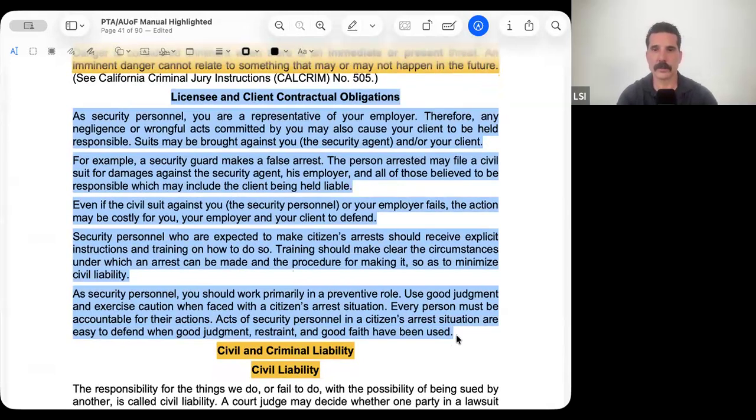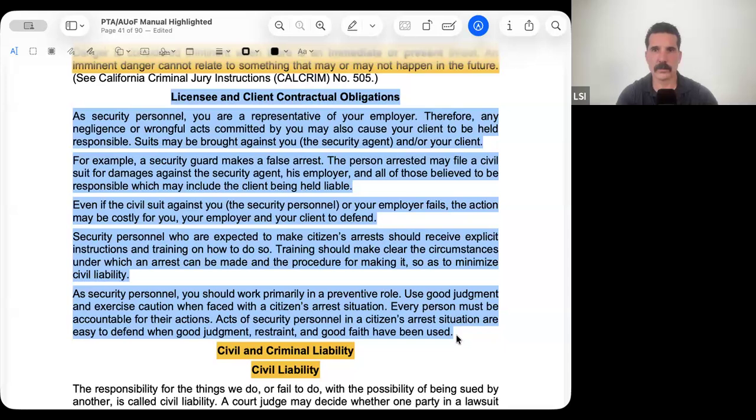Licensee and client contractual obligations. As security personnel, you are a representative of your employer. Therefore, any negligence or wrongful acts committed by you may also cause your client to be held responsible. Suits may be brought against you, the security agent, and/or your client.